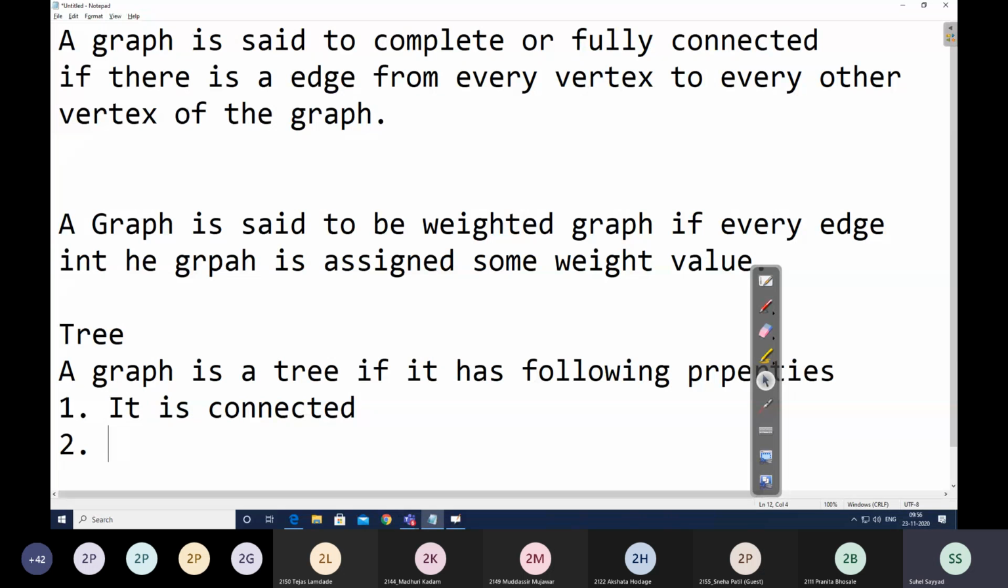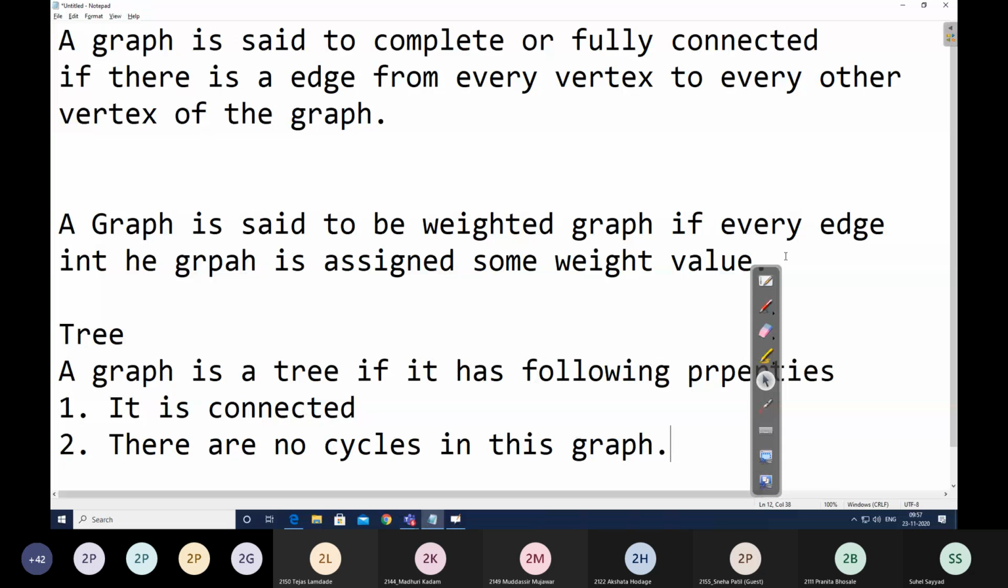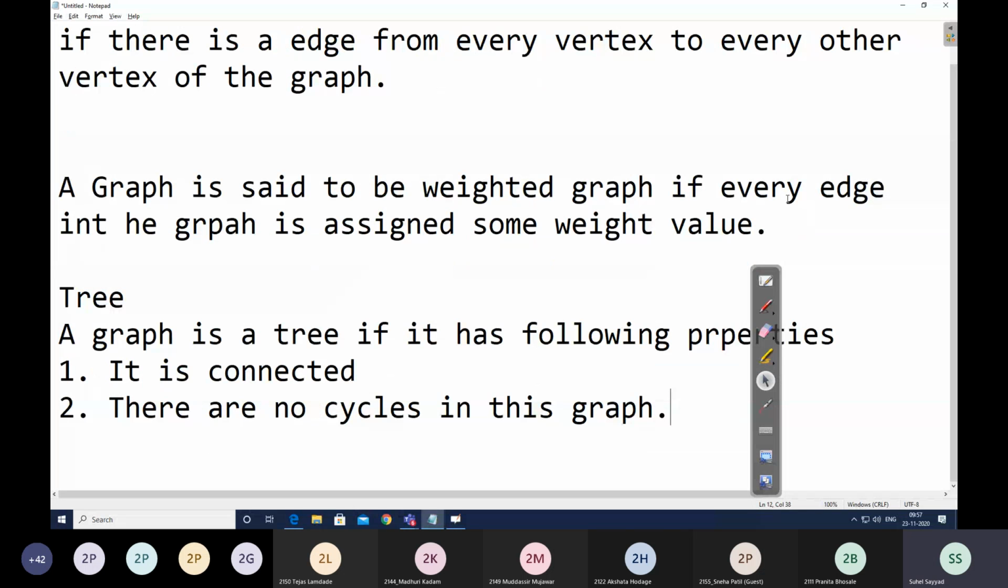Yes, it is understood. And it has to be connected. Second, there are no cycles in this graph. So a graph is a tree if it has following properties. First one, it is connected. Second, there are no cycles in that particular graph. Then I can call that particular graph as a tree.